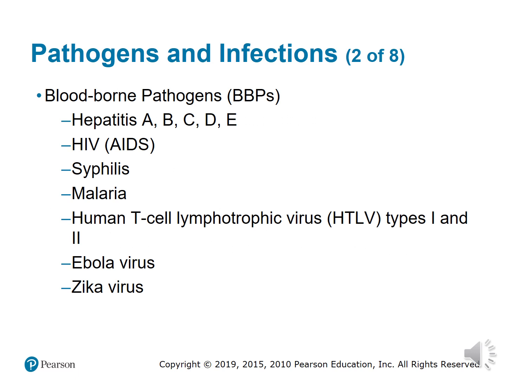All right, blood-borne pathogens. We know this refers to any infectious microorganisms that are present in the blood. Some of the most common are hepatitis A, B, C, D, and E, HIV, syphilis, malaria, human T-cell lymphotropic virus, HTLV types 1 and 2, the Ebola virus, and Zika virus.